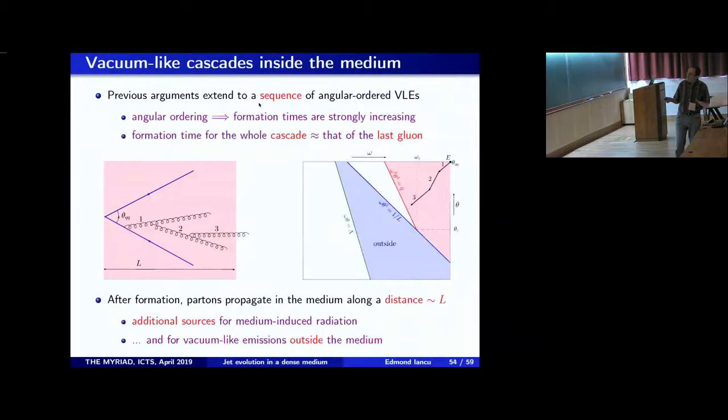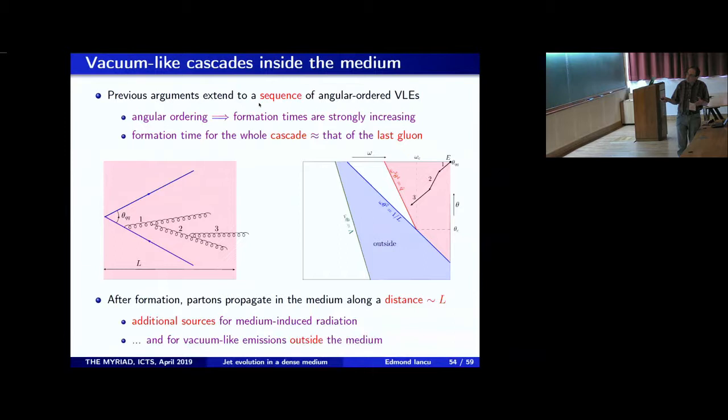After the vacuum-like cascade is over, I have all these quarks 1, 2, 3, which exist in the medium. Now they propagate happily through the medium. And once they do that, they can start filling the medium over a distance of order L, because they get there very fast, but then they have the whole distance L in front of them. They will propagate over distance L. And in doing that propagation, now they will act as sources for medium-induced radiation. They will suffer energy loss themselves, and they will also radiate gluons inside the medium, which are medium-induced, but also outside the medium. So there will be vacuum-like emission, as in the vacuum, because they emit outside of the medium from these sources.